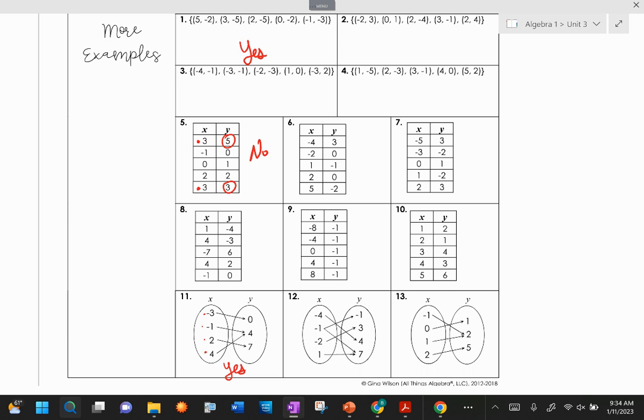So for number 2, the negative 2 is not considered to be something you need to look at. It's just the other two positive 2's. And so if you have one positive 2 that has a negative 4, one positive 2 that has a 4, those aren't the same. So that's bad.